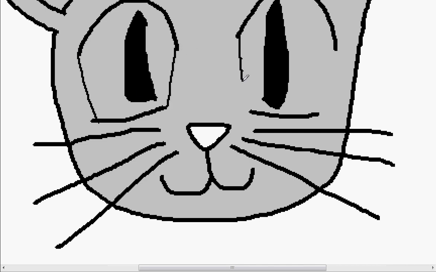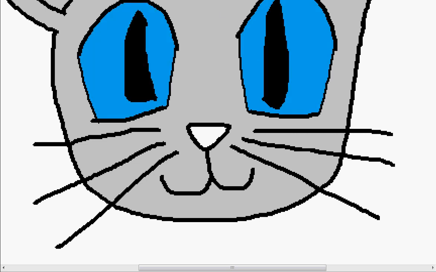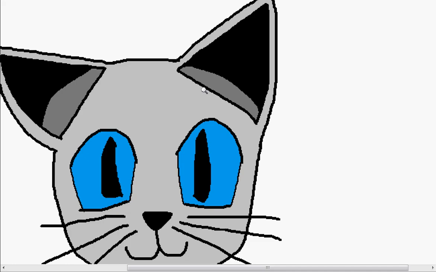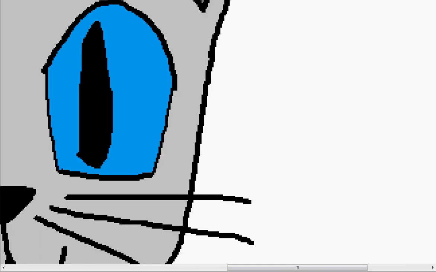I don't know why that would be weird. And also just do a normal color if you want. But I'm just gonna give him blue eyes. He looks kind of like Crowfeather from Warrior Cats. I totally don't mind that though. So he's a cat. He's really cute. So that's how I draw a cat.